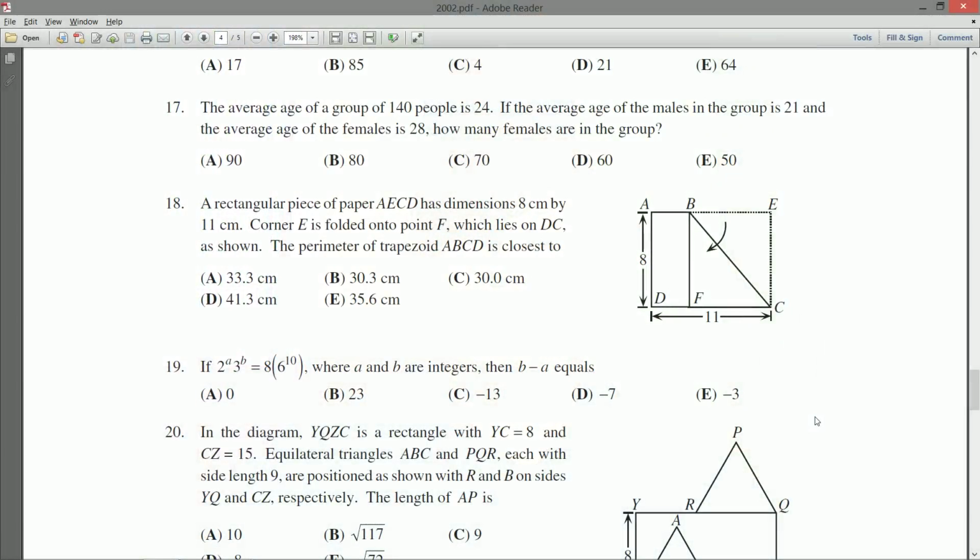So, question 17. The average age of a group of 140 people is 24. If the average age of the males in the group is 21, and the average age of the females is 28, how many females are in the group? Okay, so we're concerned with the number of females. So what are we going to do? We're going to give that number a variable name, and we're going to try and solve for that variable.